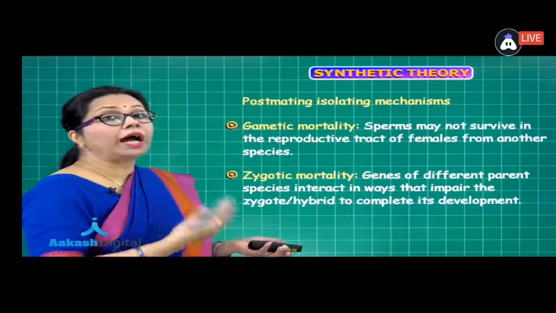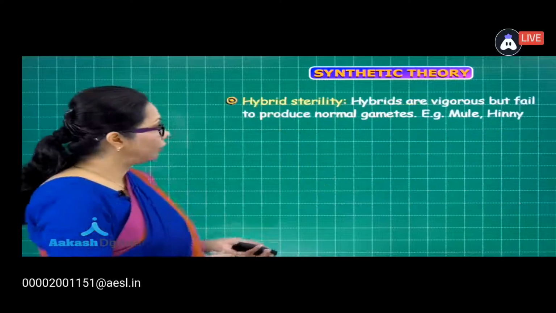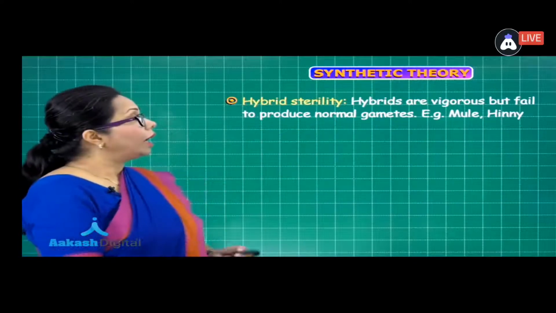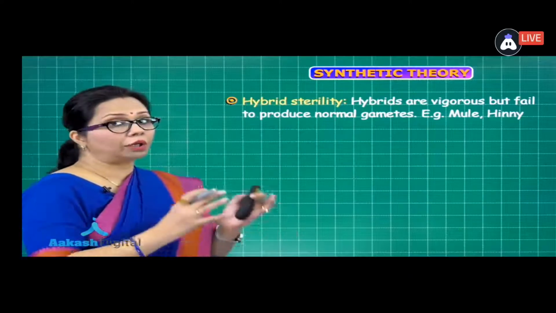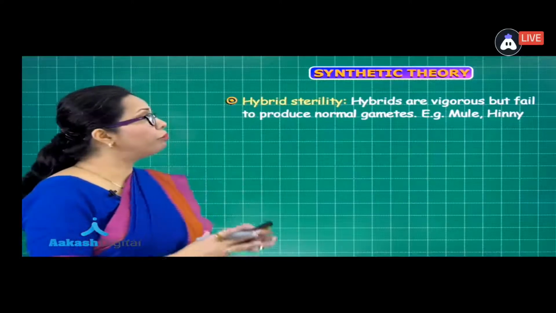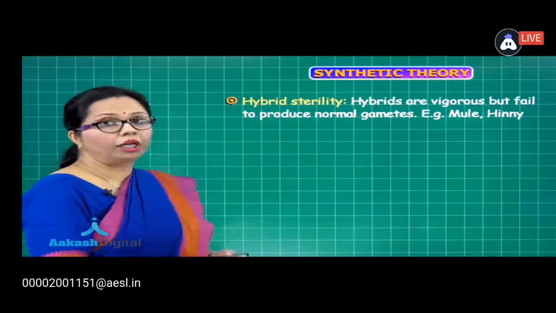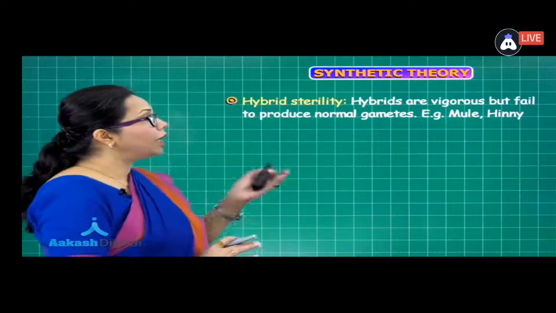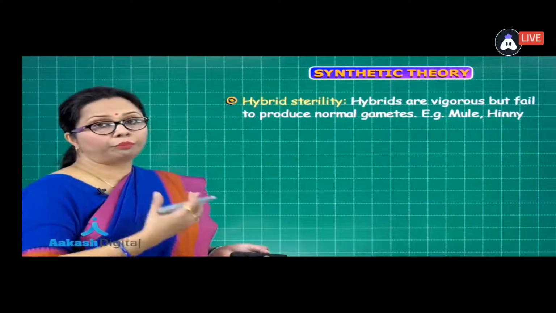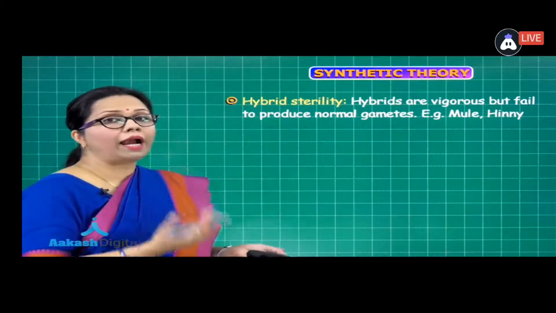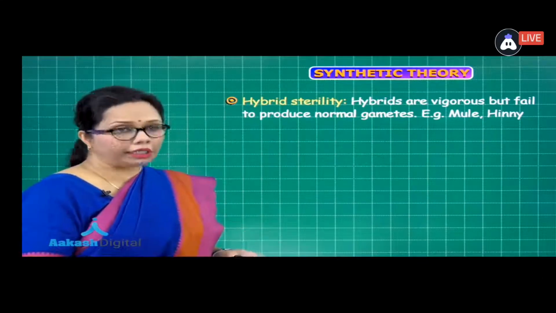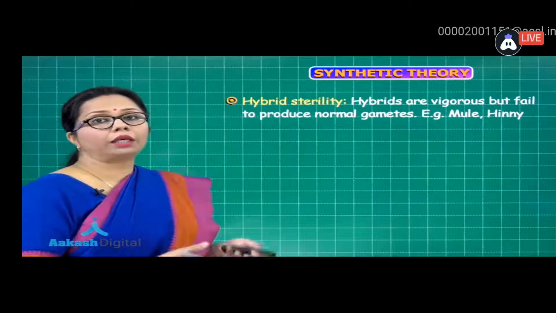Now let us say even the hybrid develops and it is born. Then the next level, that is hybrid sterility. And these hybrids are quite strong, sturdy, but they are sterile. So that means further mixing of the species has been stopped. Like example, mule, which is a product of female horse and male donkey, and the reciprocal cross will be producing a hinny. And both mule and hinny are sterile.